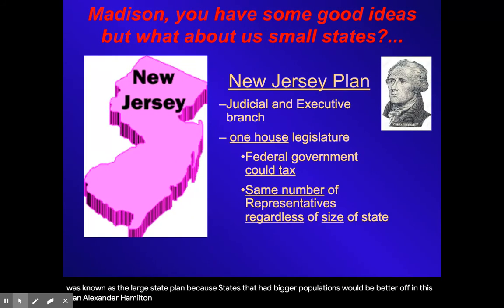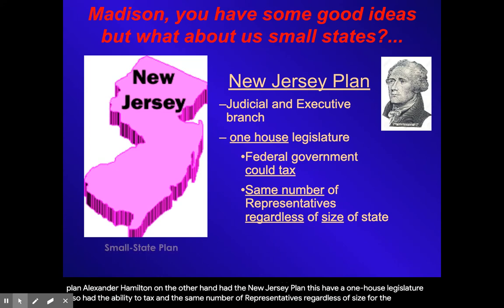Alexander Hamilton, on the other hand, had the New Jersey Plan. This had a one-house legislature, also had the ability to tax, and the same number of representatives regardless of size for the state.